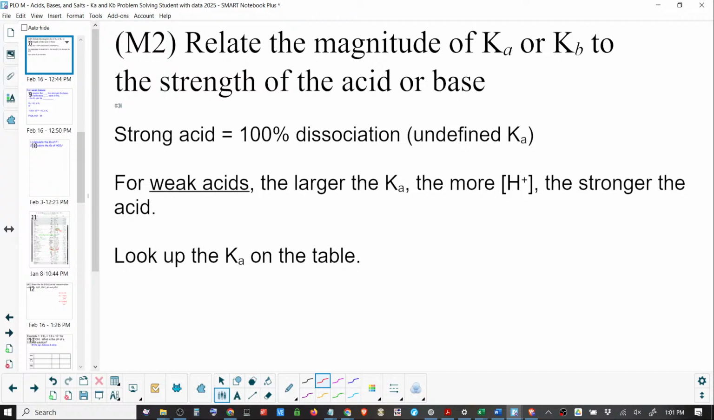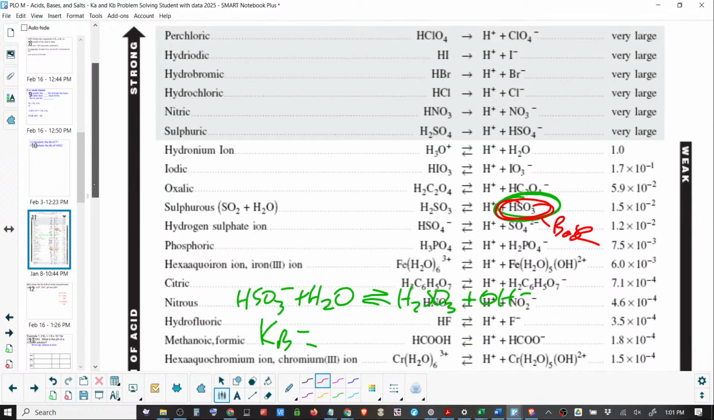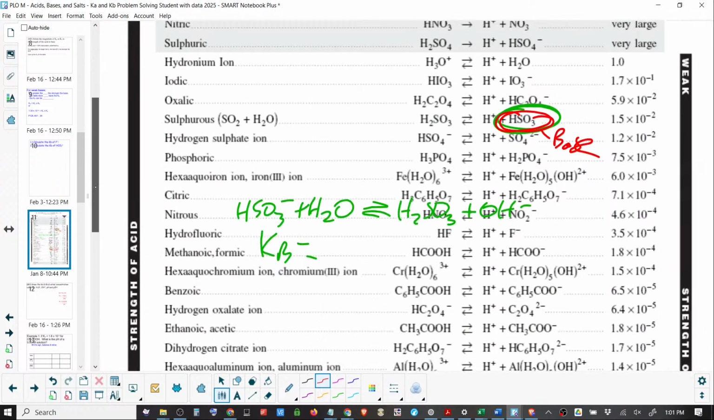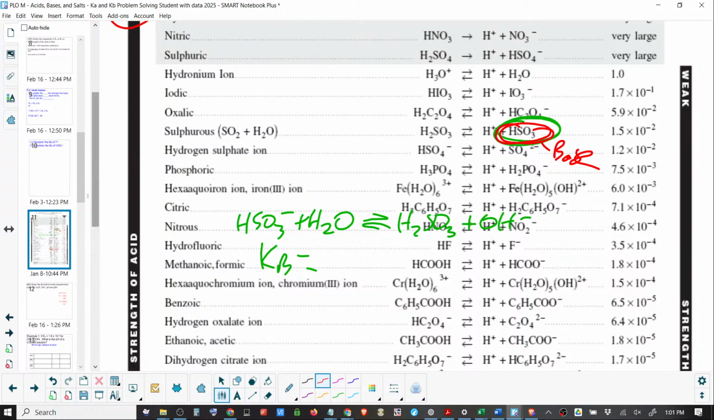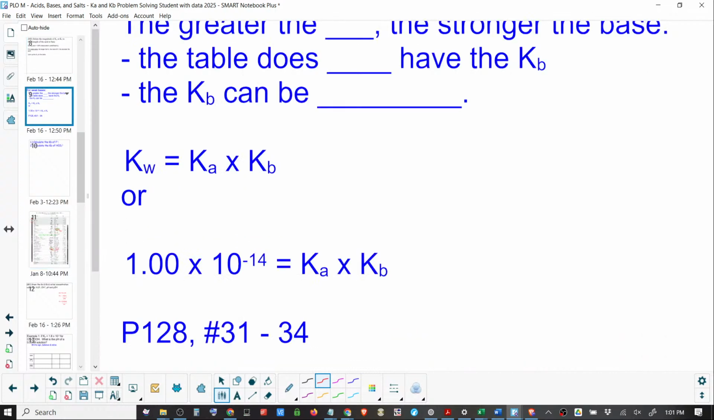Relative strength. There's something really to write here because we've done the table. A strong acid is 100% dissociation, has an undefined or infinite Ka, because 100 divided by 0 is infinity, in my view. For weak acid, the larger the Ka, the stronger the acid, which we've seen. So for very high Kas, you have stronger acids. We now have the table.